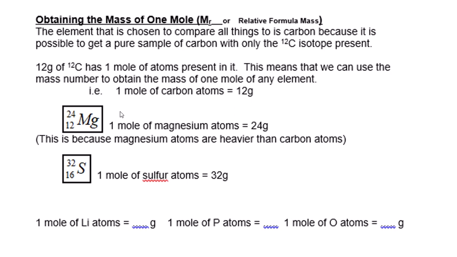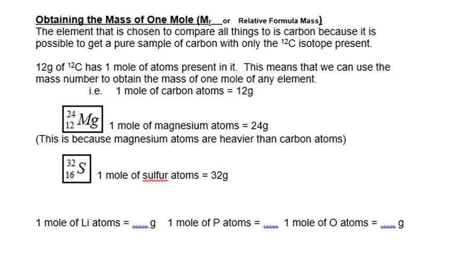Okay, so how do we do this? Well, the way we do this is we have to find out what 1 mole is. Now remember, carbon is the basis of this. So 12 grams of carbon has 1 mole of atoms present in it. Now, that means that if you take 1 mole of carbon atoms, you'd weigh out 12 grams. So the scientists have used that number from the periodic table. You take the 12 and you weigh out 12 grams.